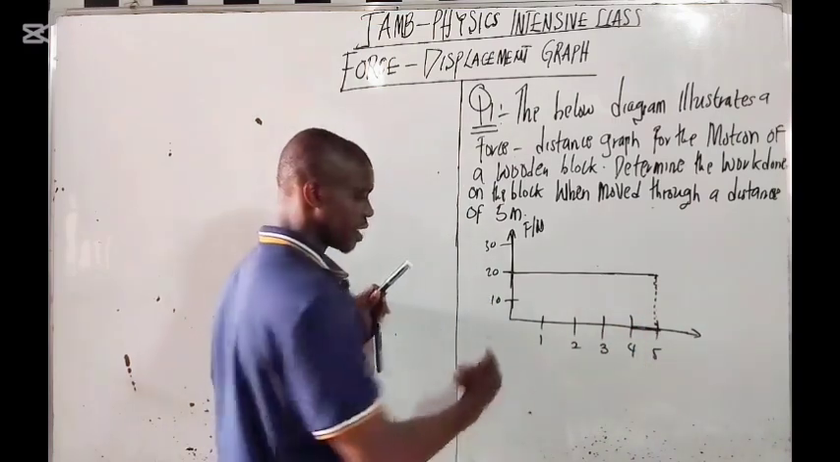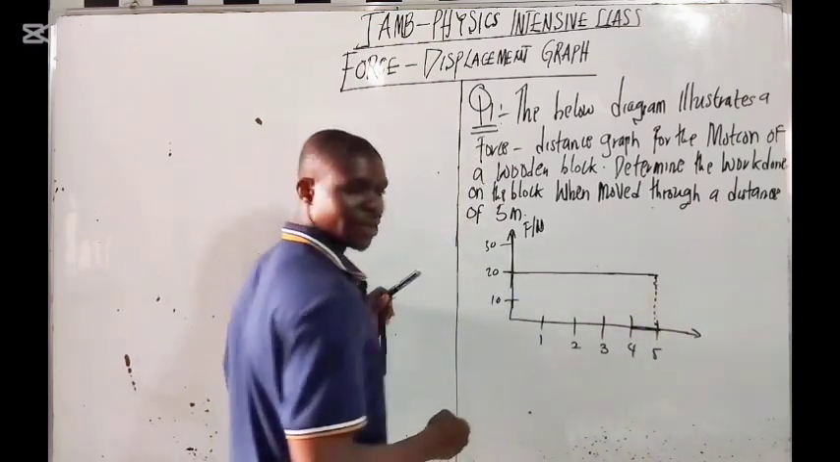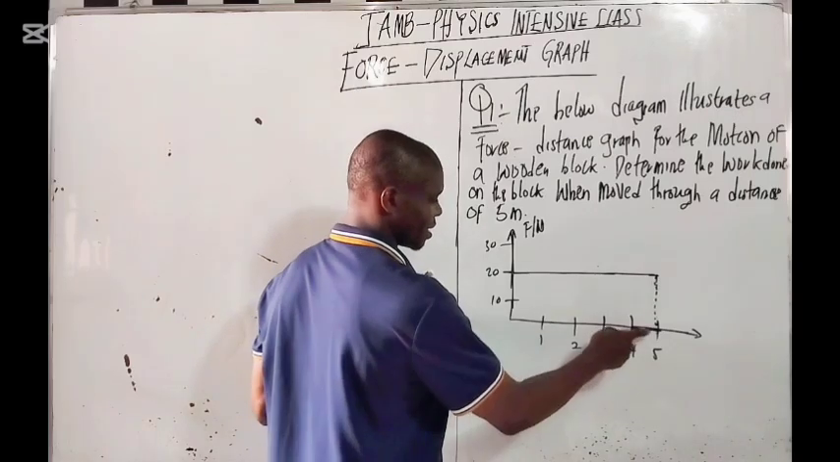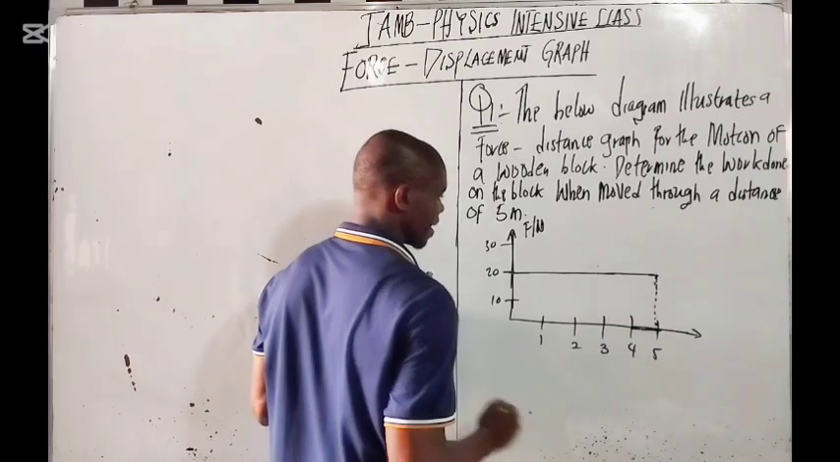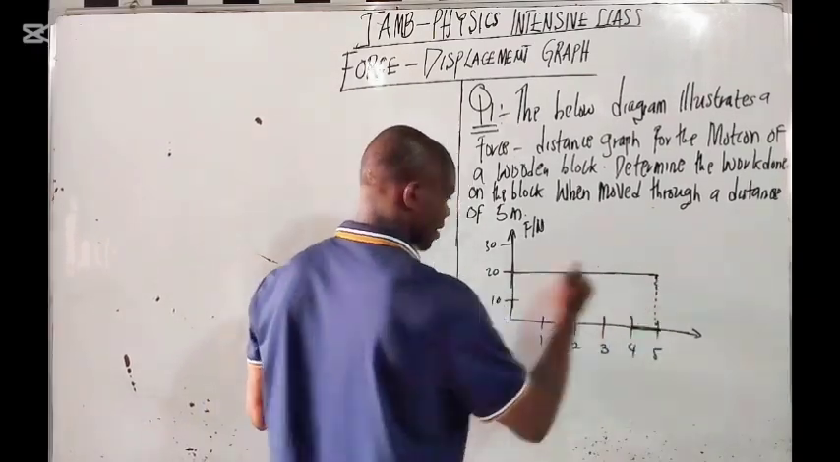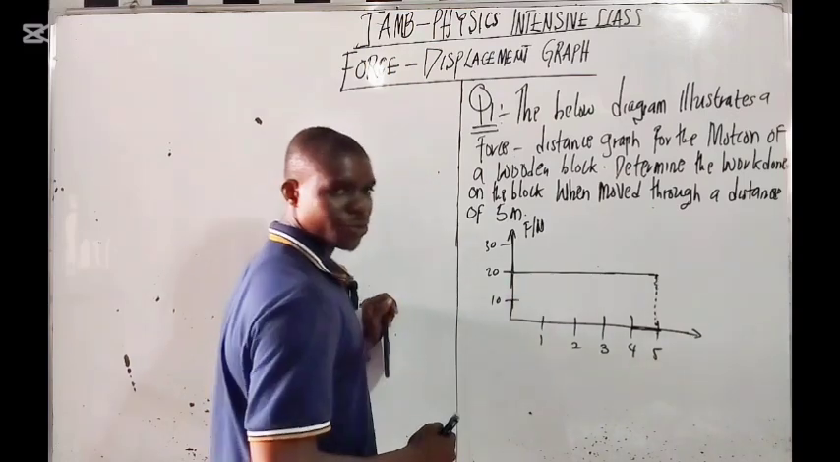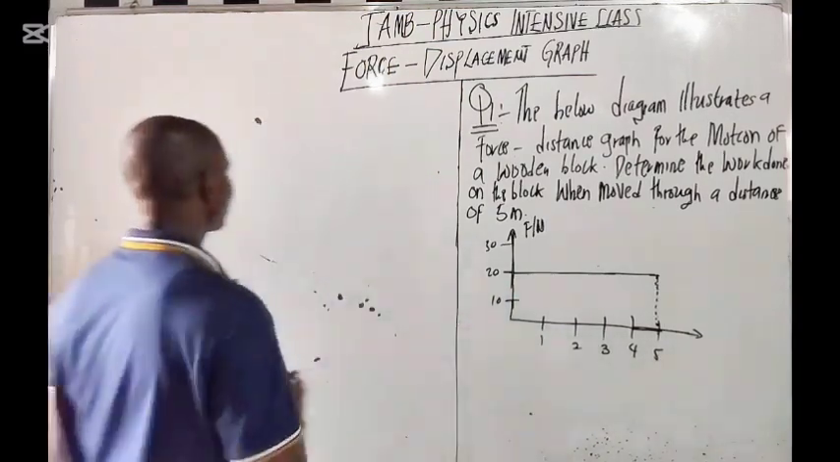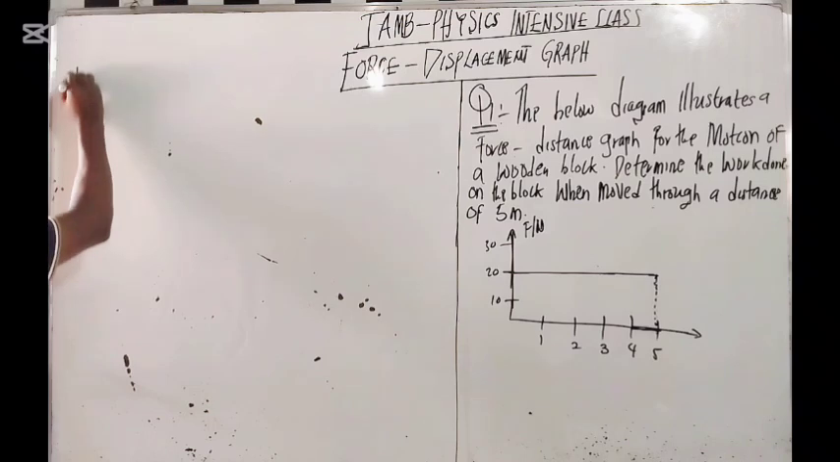I call it length or breadth, the horizontal distance here, which is the distance. So what shape is this? This shape here is called a rectangle.